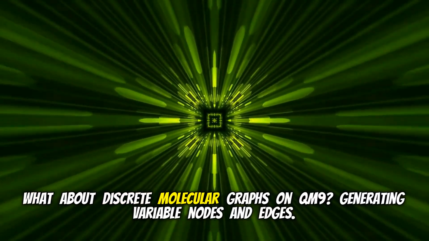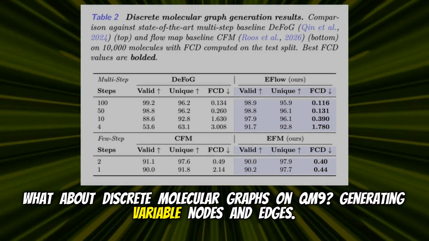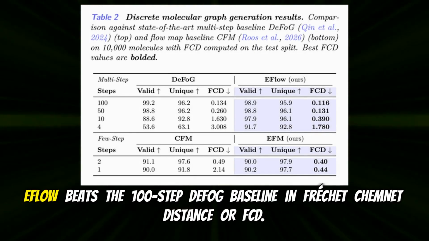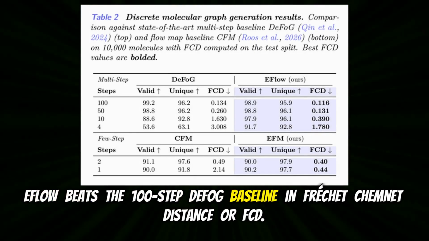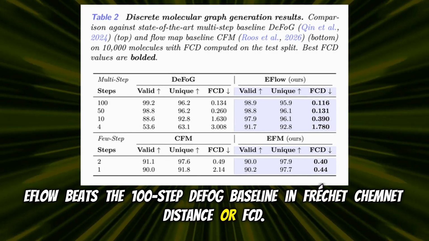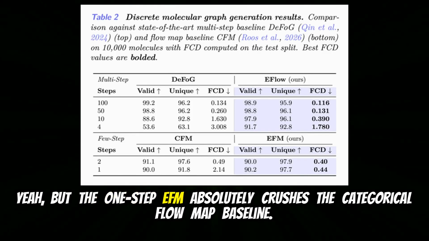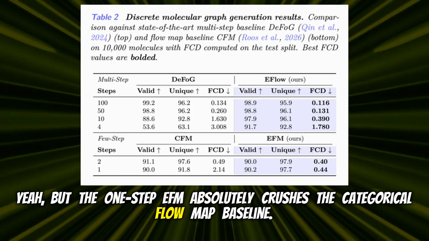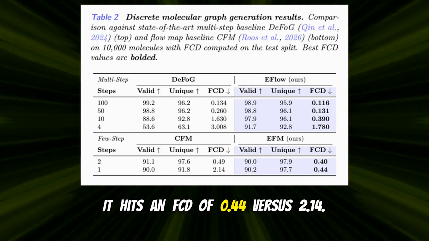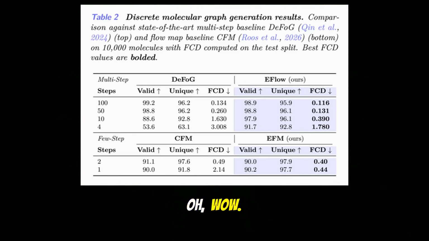What about discrete molecular graphs on QM9? Generating variable nodes and edges, EFlow beats the 100-step DeFoG baseline in Fréchet ChemNet Distance, or FCD. And it remains highly valid even at 4 steps. Yeah, but the one-step EFM absolutely crushes the categorical flow map baseline. It hits an FCD of 0.44 versus 2.14. Oh, wow, it's not even close.